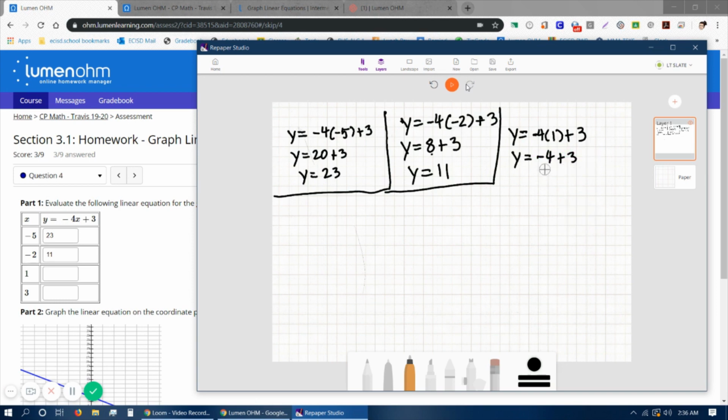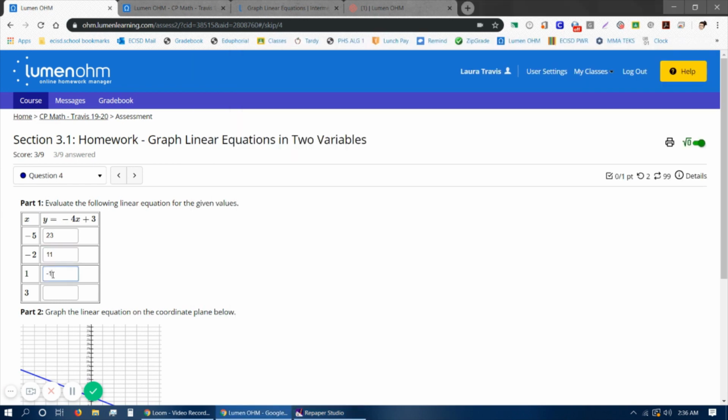Now this time we're adding a negative and a positive. Remember to think of it like spaces on a number line. If I start at negative 4 and then move 3 places to the right, I will wind up at y equals negative 1. So that will be my next y value.